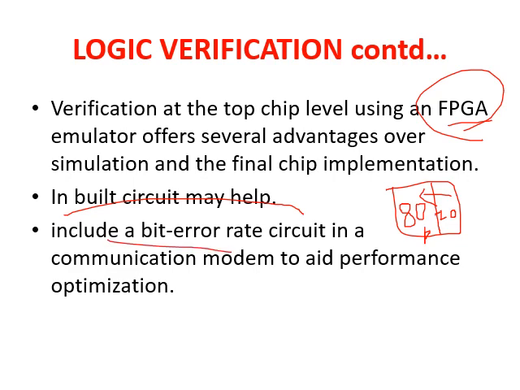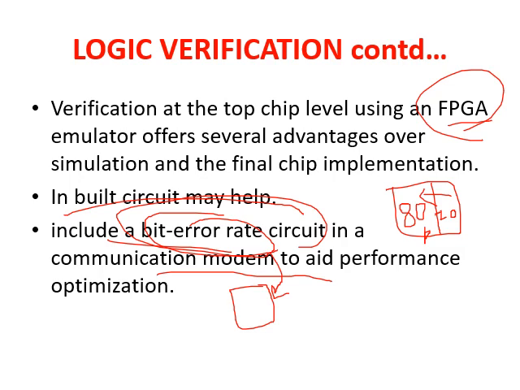An example is including a bit error rate circuitry into a communication modem circuit. If I have any IC related to a communication modem, then we can include the bit error rate circuitry into that IC only. To test that IC, we can have this circuit within that IC itself. That is, the testing circuit inside the main IC itself.